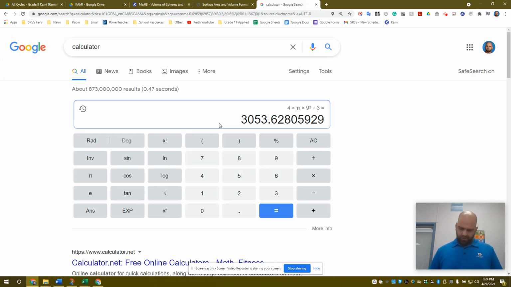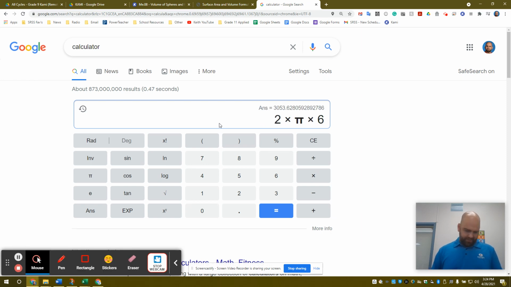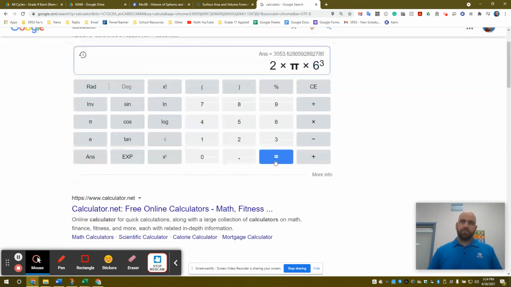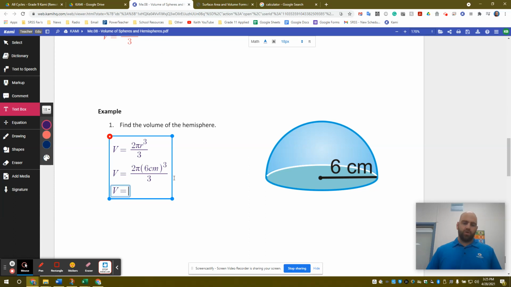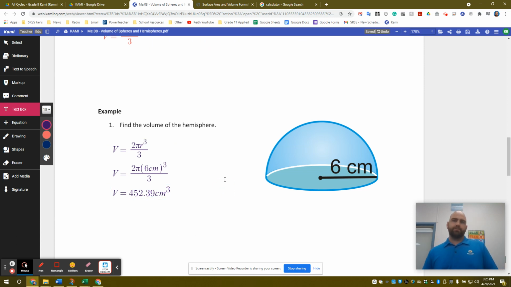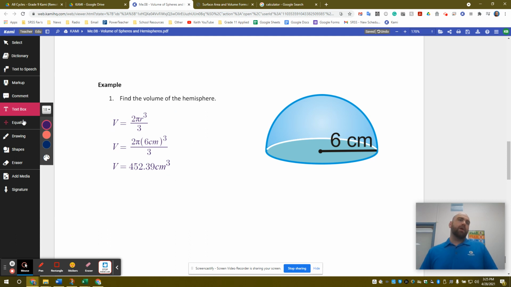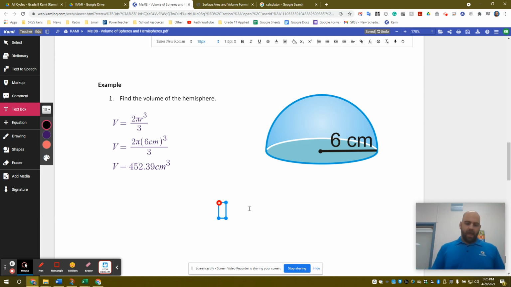So we have 2 times pi times 6 cubed, divided by 3, equals, and we get an answer of 452.39 centimeters cubed. 452.39 centimeters cubed is our answer, and that is the volume of a hemisphere. Again, for spheres it's 4 pi r cubed divided by 3. There it is. For the volume, we just cut that right in half, and that is it.